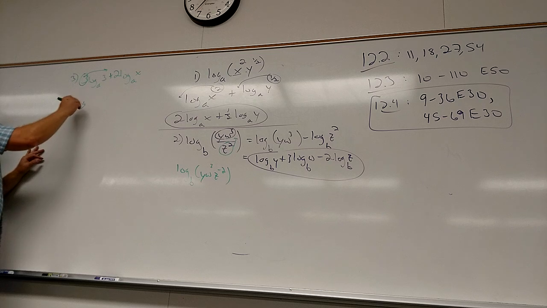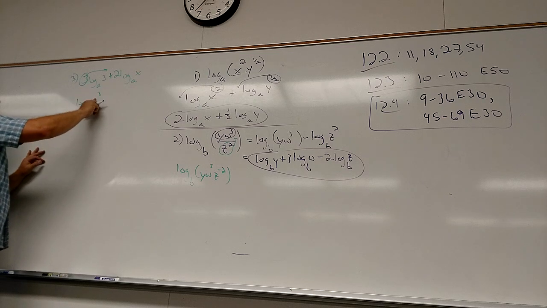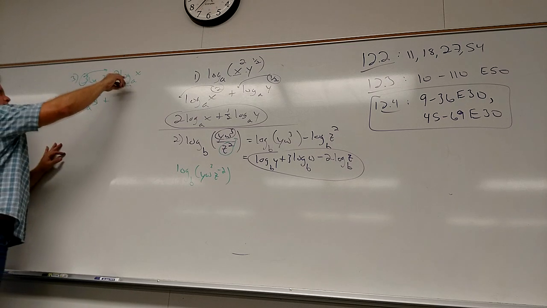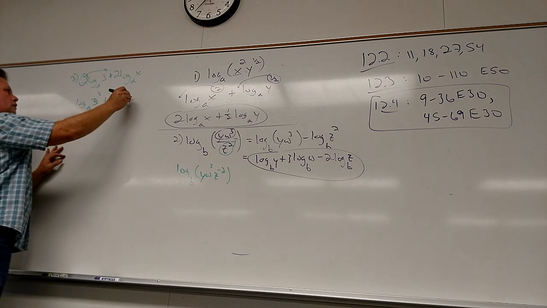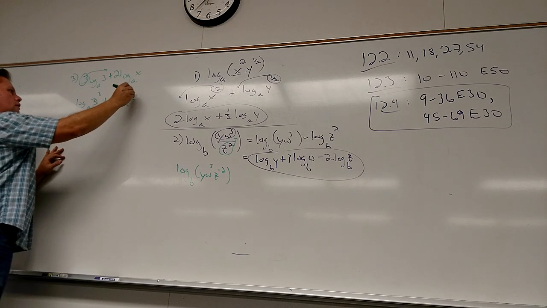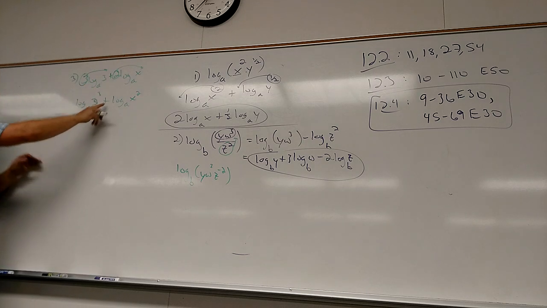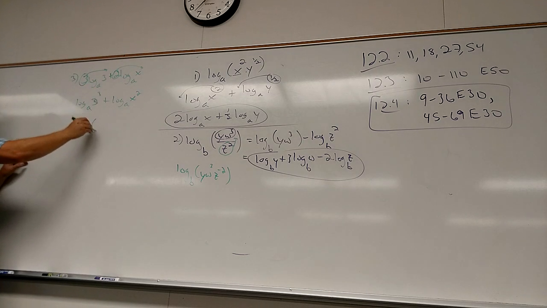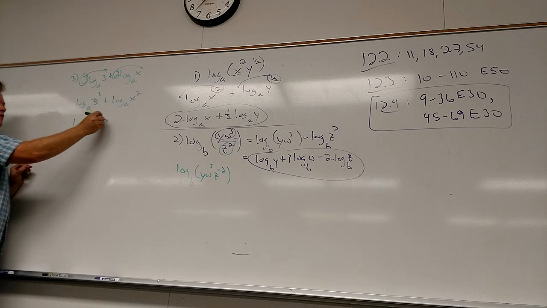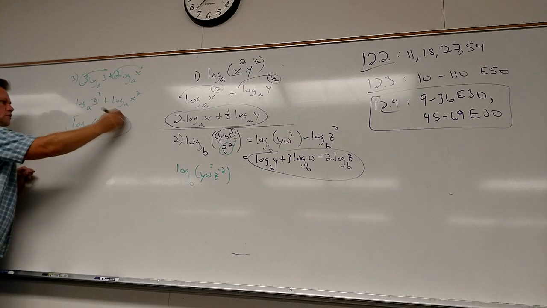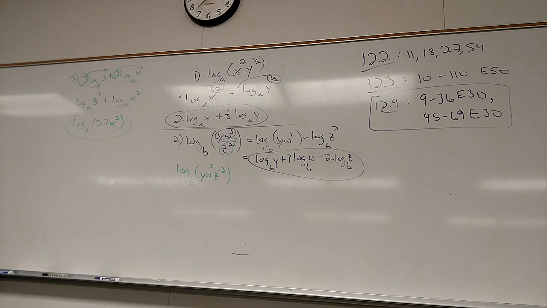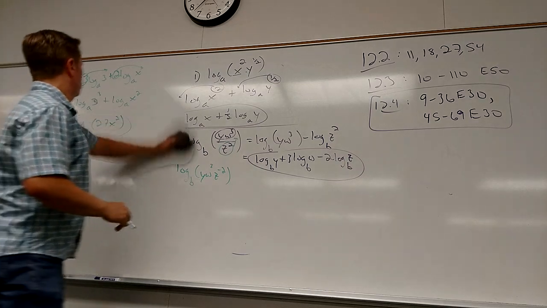So this is log A 3 cubed plus, yeah, that 2 just goes back up. And now I can write this as log A. What is 3 cubed? 27. No C shift. X squared. X squared. Sweet.